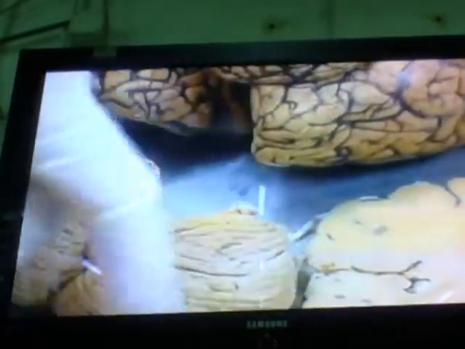So how many do you have? Remember, you have three peduncles. You have the superior cerebellar peduncle, which is connecting the cerebellum to the midbrain. You have the middle cerebellar peduncle, which is connecting the pons to the cerebellum. And you have the inferior cerebellar peduncle, which is connecting the cerebellum to the medulla oblongata.